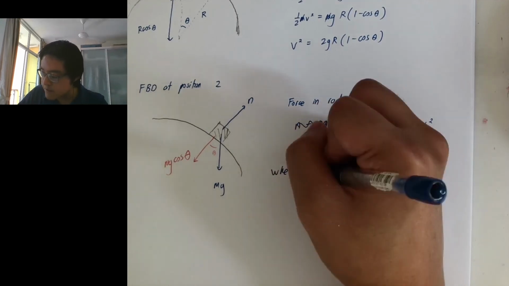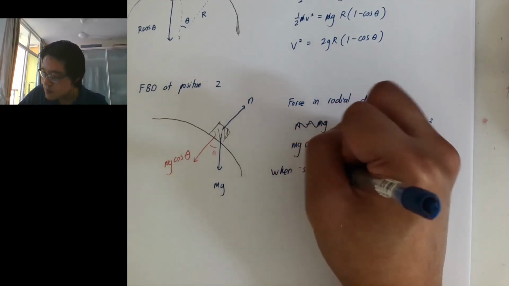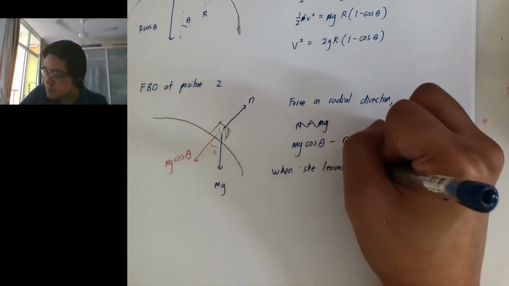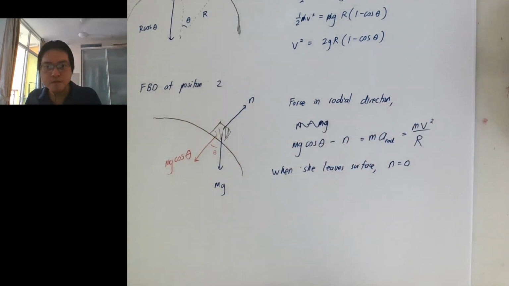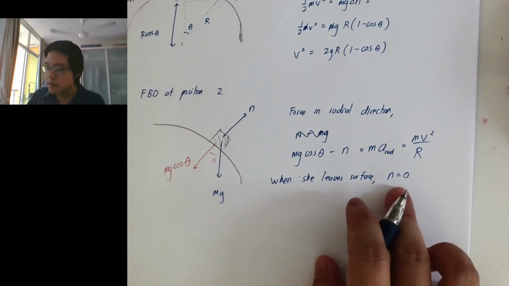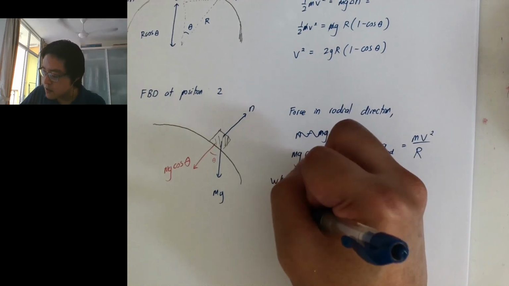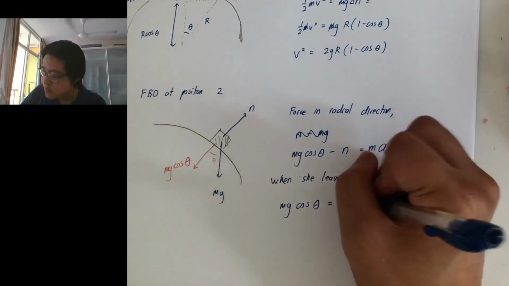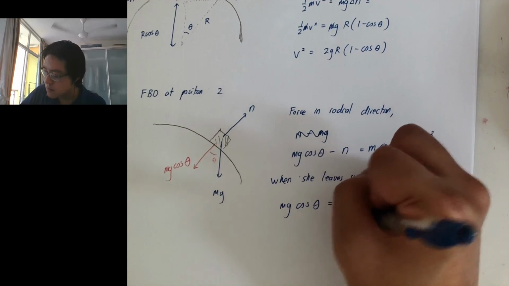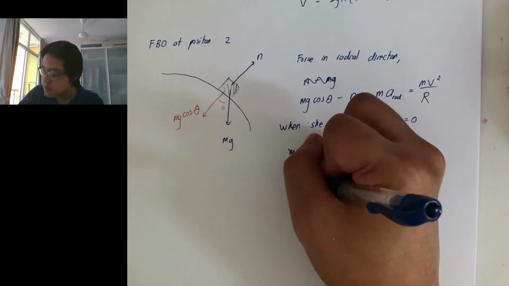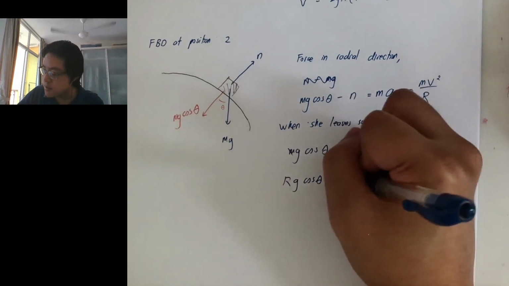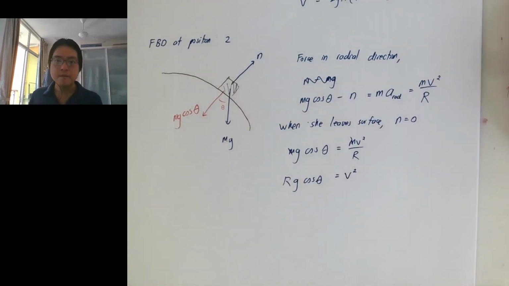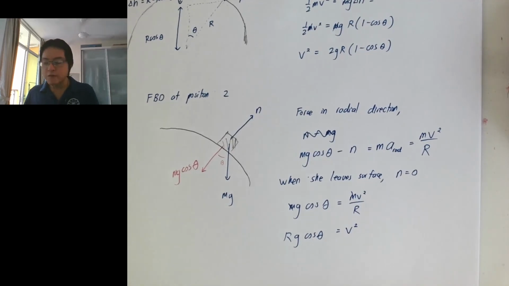So when she leaves the surface, N becomes 0. Then I got mg cos theta equals mv squared over r. Okay, so I can cancel the m here. So g cos theta, or rather Rg cos theta, equals v squared. Right? So I got two equations now.